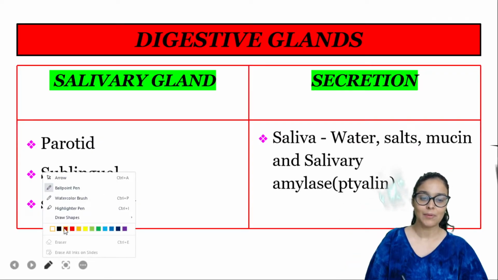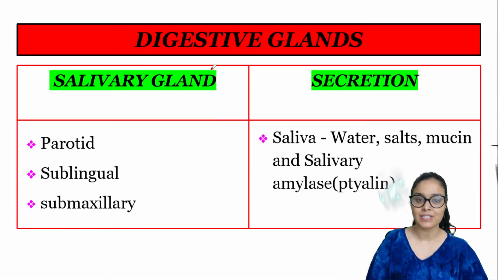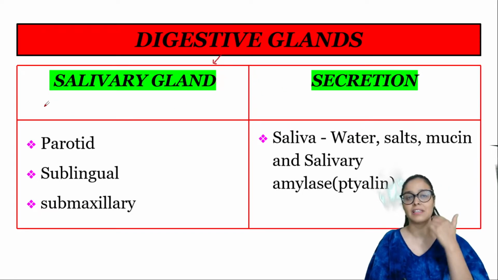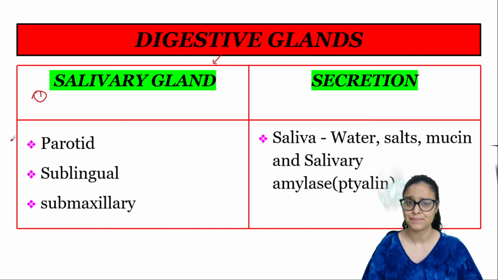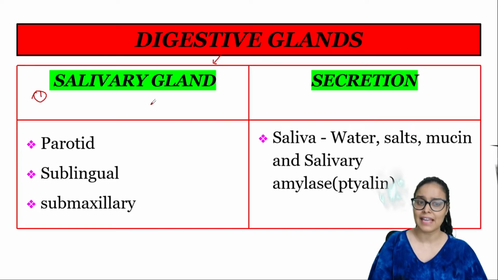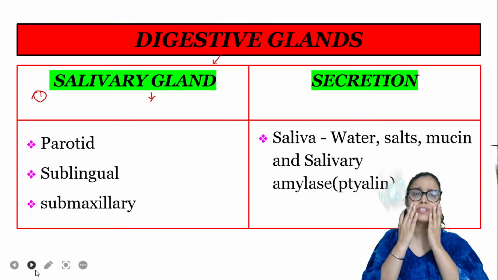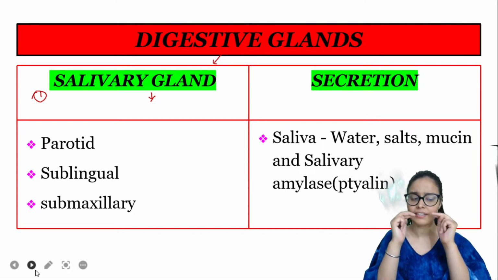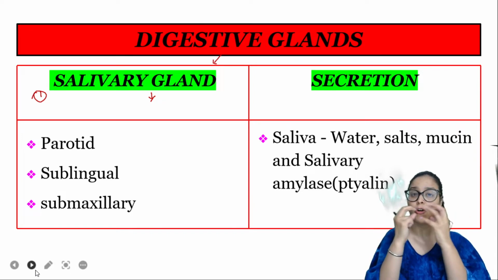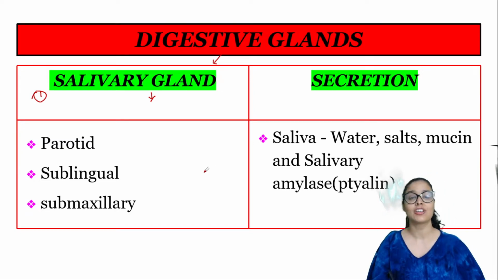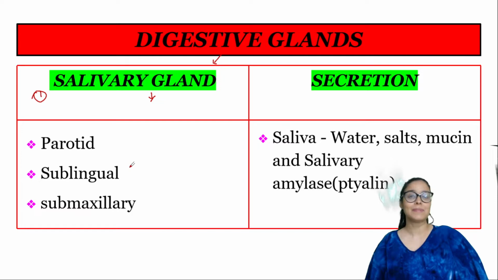So when we talk about digestive glands, obviously the first digestive gland present in the buccal cavity is the salivary gland. And we know that salivary glands are associated with the buccal cavity, right? So obviously the salivary glands are present outside the buccal cavity, we will see the location, and via a duct, via a tube, they open in the buccal cavity. They pour their secretion into the buccal cavity, and we will be seeing it.